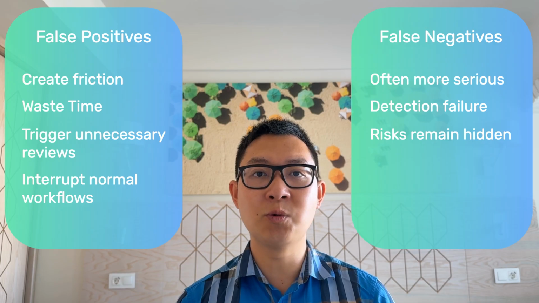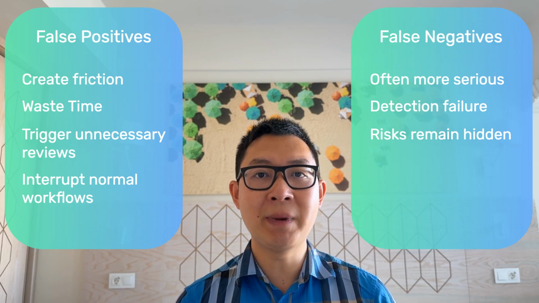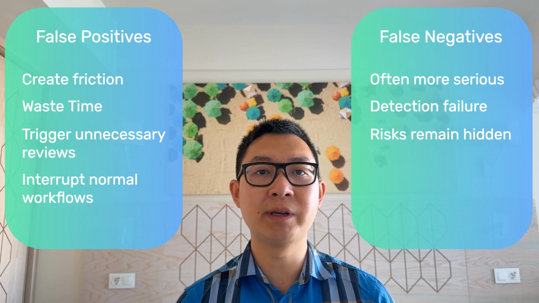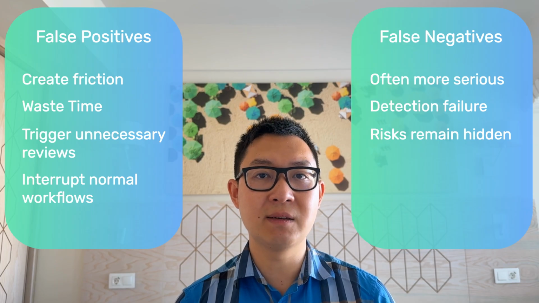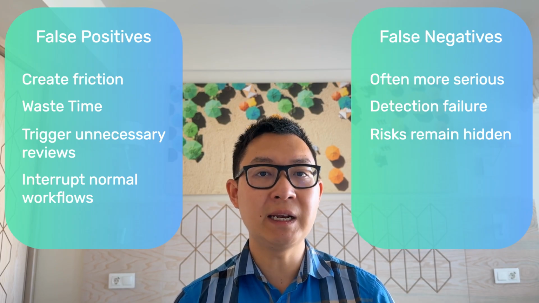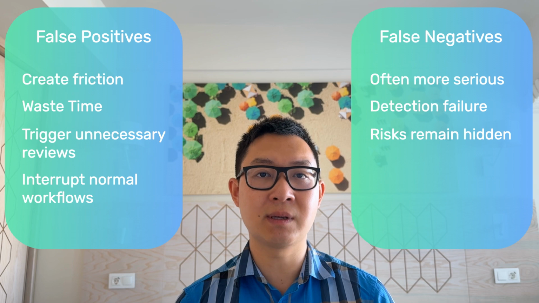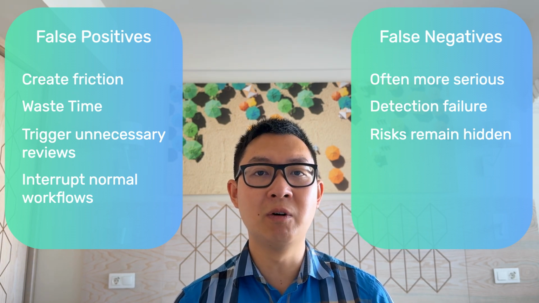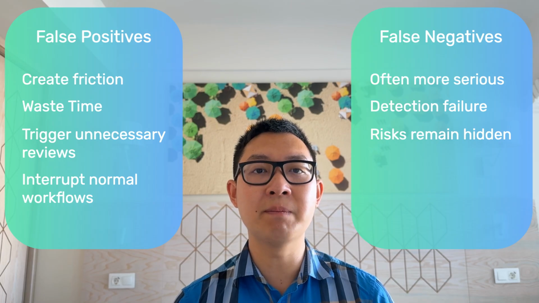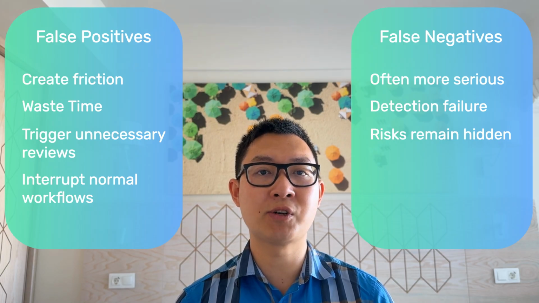But here is the point. Neither is always worse by default. Which one matters more depends entirely on the use case, and there is often a trade-off. For example, in medical screening, false negatives are usually far worse. Failing to detect real illness can have serious consequences, so systems are often designed to accept more false positives, even if that means additional tests or follow-up checks.